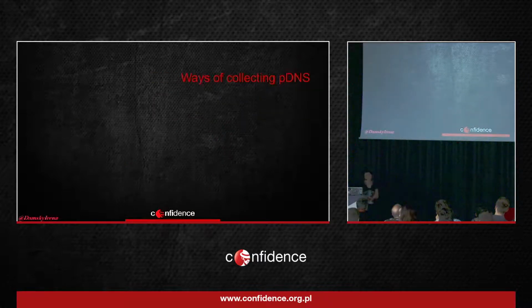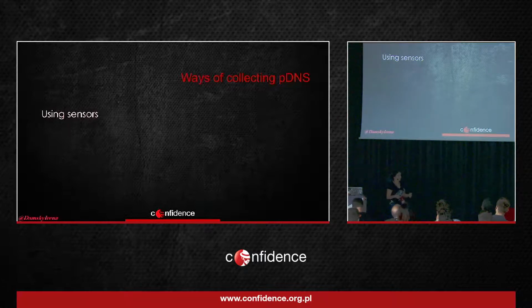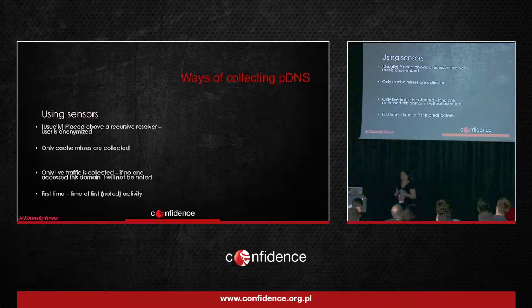So, ways of collecting passive DNS, and this is something that we should remember because you can do it at home. You can do it on your own network. So one way of collecting passive DNS is using sensors that you set up in the network. And in this way, you usually place those sensors above the recursive resolver. That way, you will not get the source IP of whoever made the query.